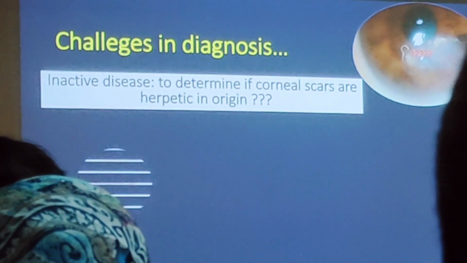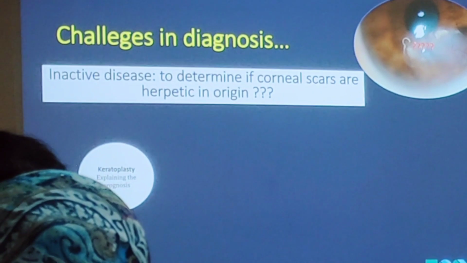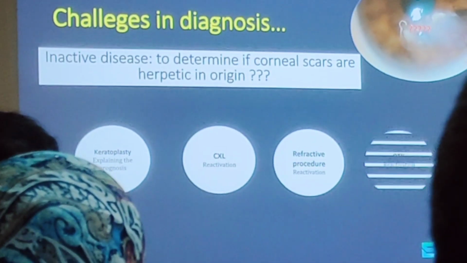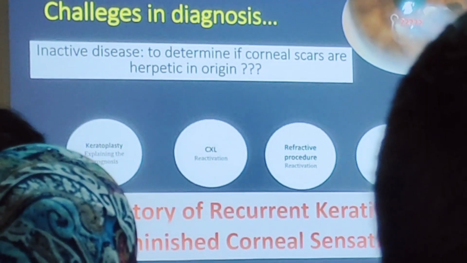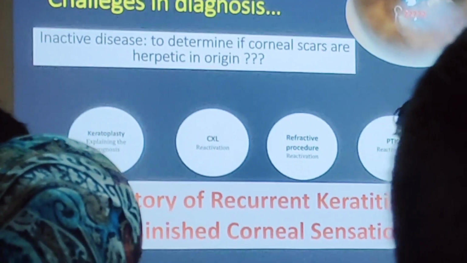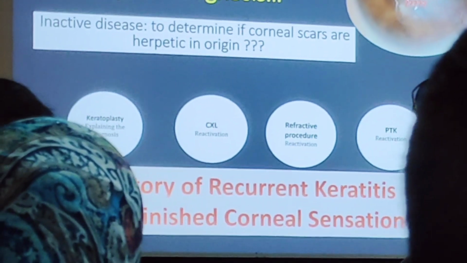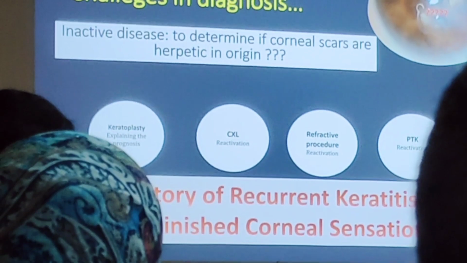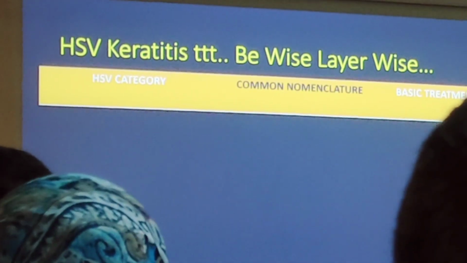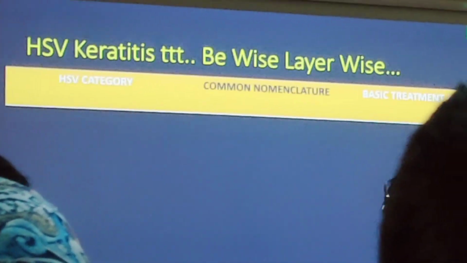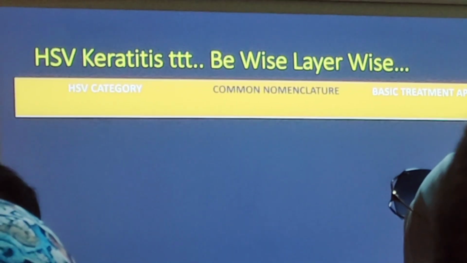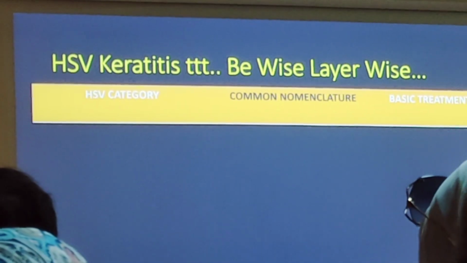The second challenge in diagnosis is inactive disease with the presence of corneal scars, whether herpetic in origin or not, especially before ocular surgeries such as keratoplasty, to explain the prognosis to the patient, cross-linking, refractive procedures, PTK, and cataract surgery. Proper history taking from the patient about recurrent attacks of keratitis, and examination of corneal sensation, is important to exclude herpetic disease, and if positive and the corneal sensation is diminished, we have to consider prophylactic systemic antiviral therapy.